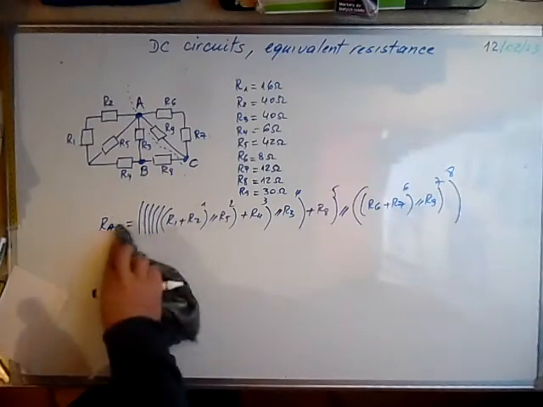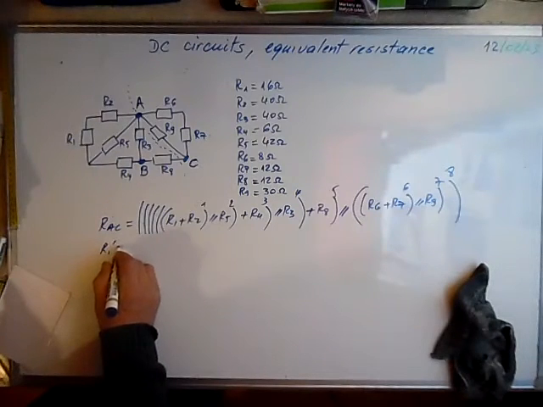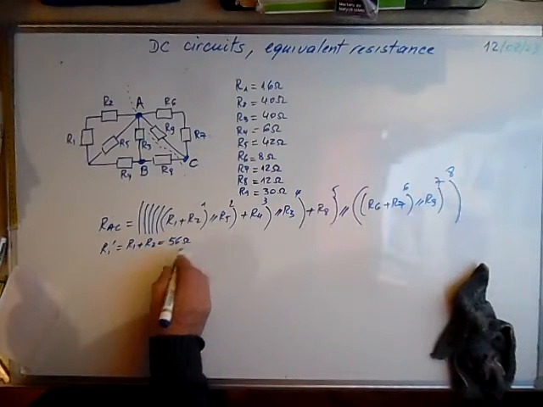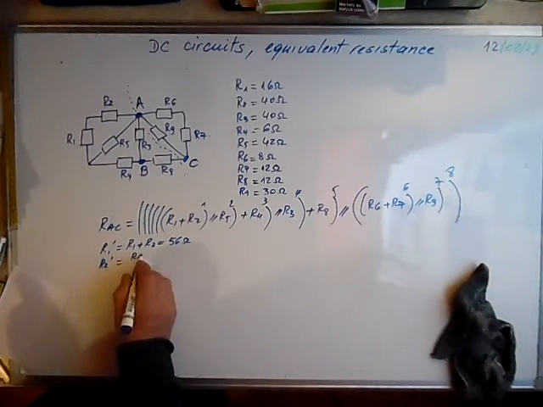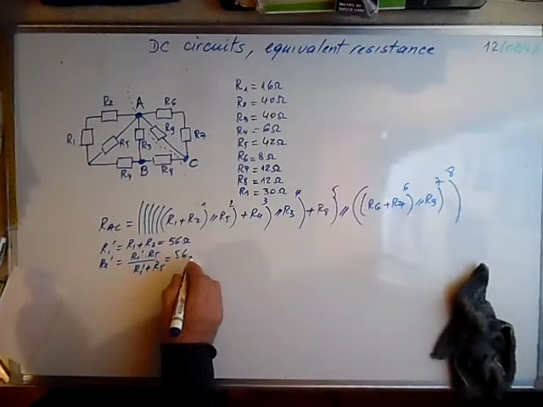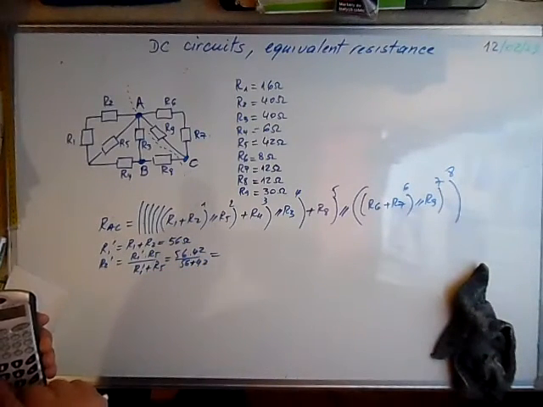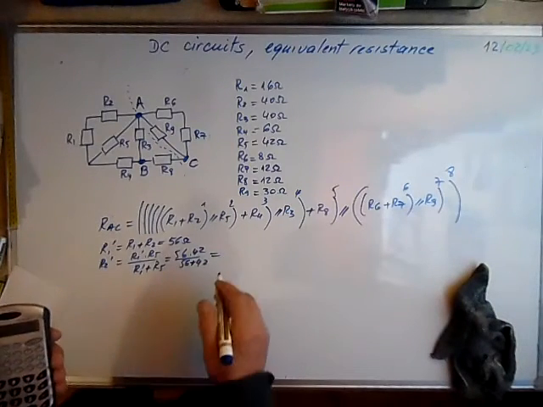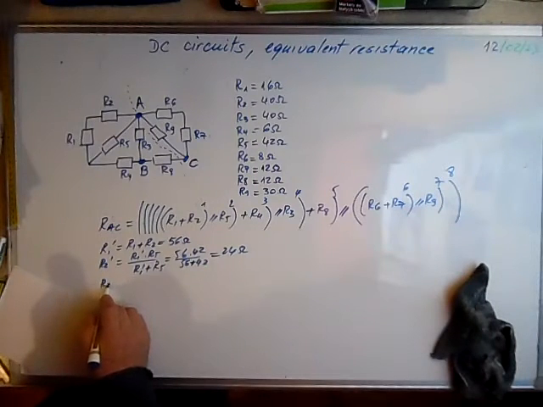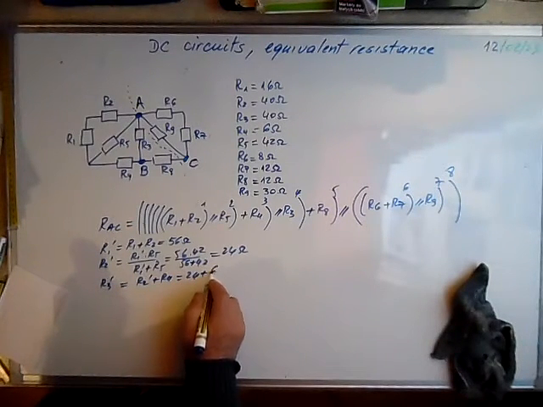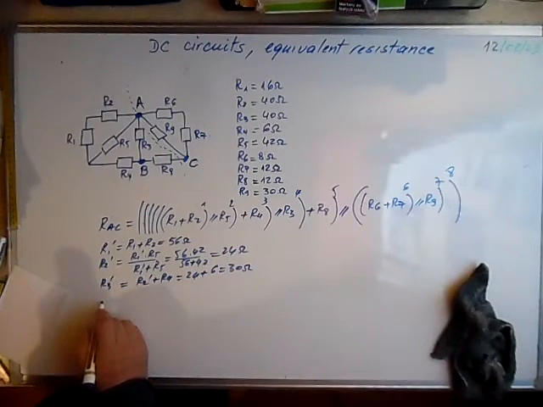So let's call this one R1 prime, R1 plus R2. This is 16 plus 40, 56 ohms. R2 prime, this is R1 prime in parallel with R5. 56 times 42 over 56 plus 42, that will give us 1 over 56 plus 42 times 56 times 42. That will give us 24 ohms. Now R3 prime, we add R2 prime plus R4. This is 24 plus R4, which is 6. This is 30 ohms.